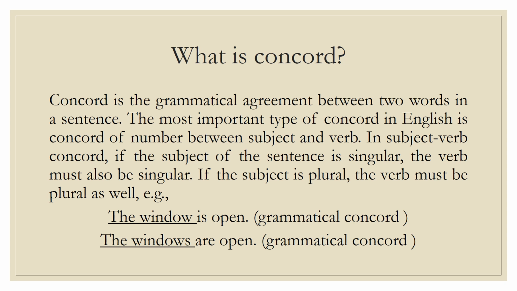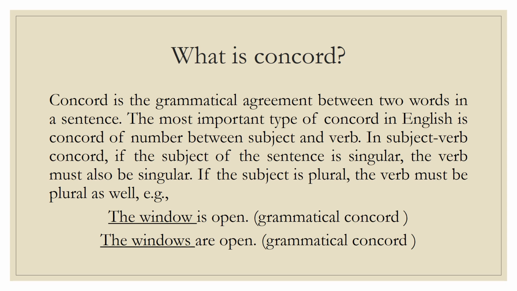So what do we call this type of concord? We call it grammatical concord. Okay? A very simple notion of concord, that is the subject and the verb should agree in number, and this is called what? Grammatical concord. If the subject is singular, the verb must be singular. If the subject is plural, also the verb should be plural.